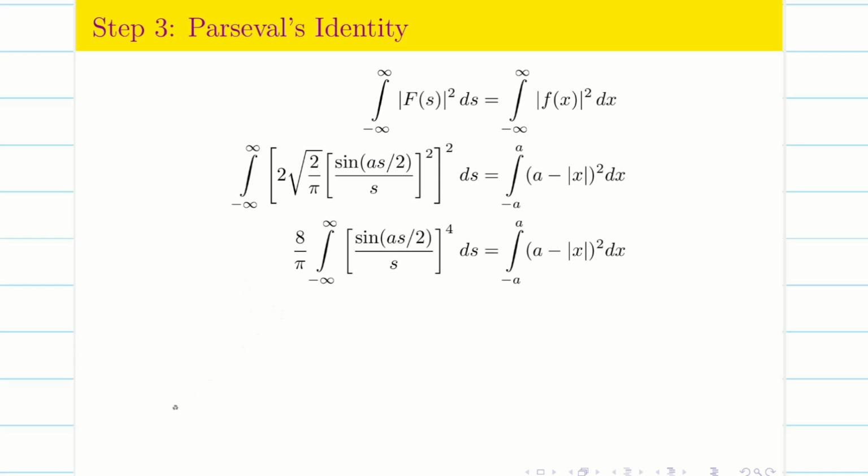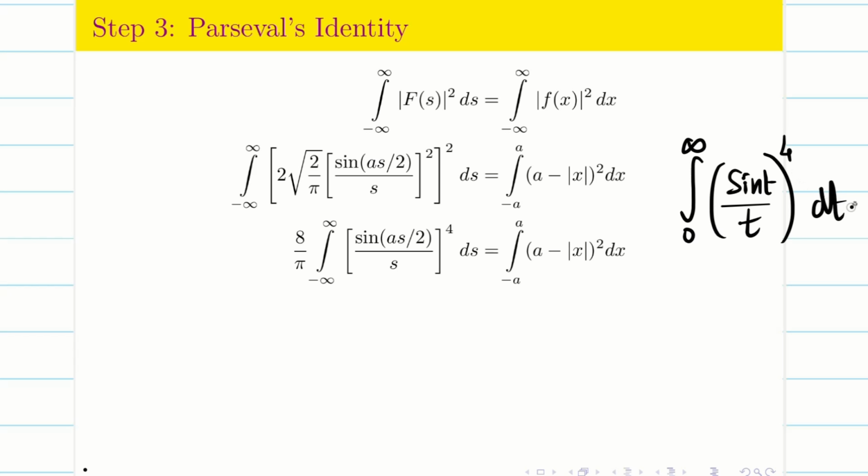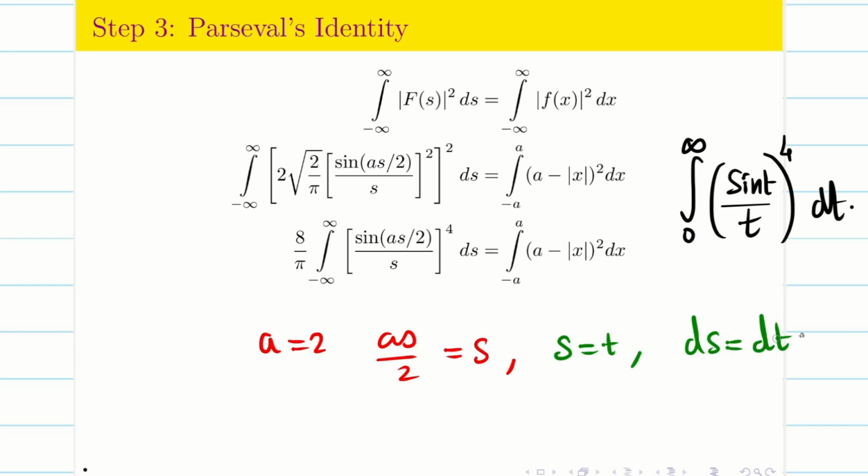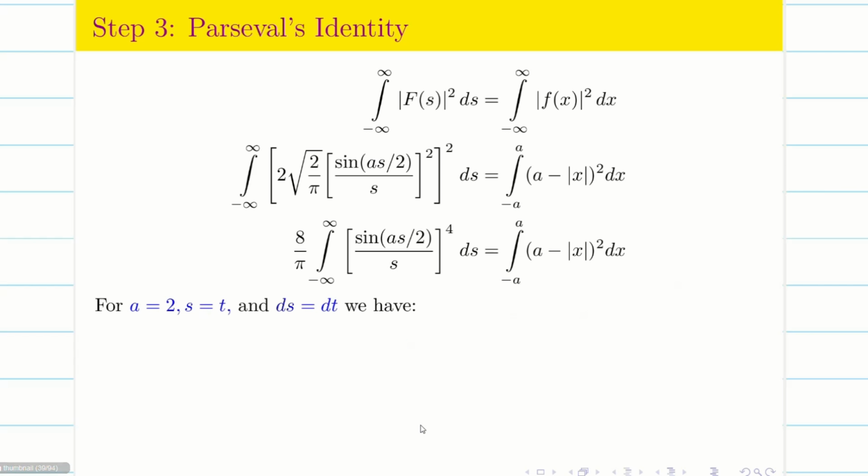Now as usual we have to remove the unwanted terms. Integral 0 to infinity (sin t by t) whole power 4 dt. So we have to adjust the problem accordingly. So put a equal to 2, as by 2 will change as simply s. Then if I put s equal to t and ds equal to dt, my problem will be almost changed to this format. On the right hand side, this minus a will become minus 2 and plus a will become plus 2. You can see the version.